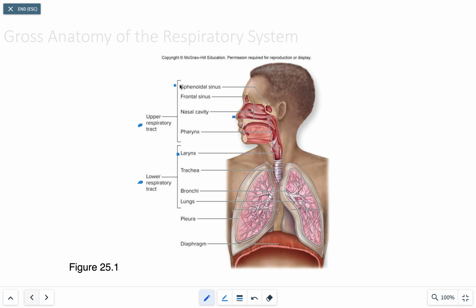So as you can see, it's divided into two categories. We have the upper respiratory tract that's going to end at the pharynx. And then we have, starting at the larynx, dropping down all the way into the base of the lungs, such as the alveoli, the lining or the pleural cavity of the lung, and also included into the diaphragm.